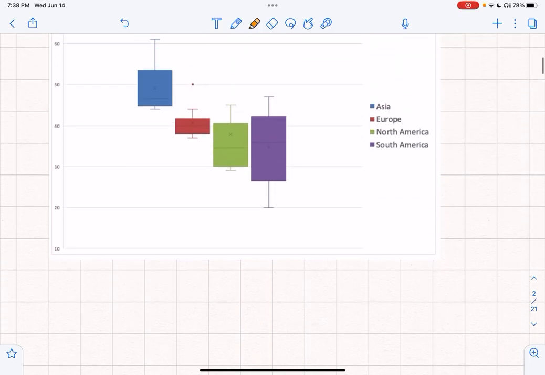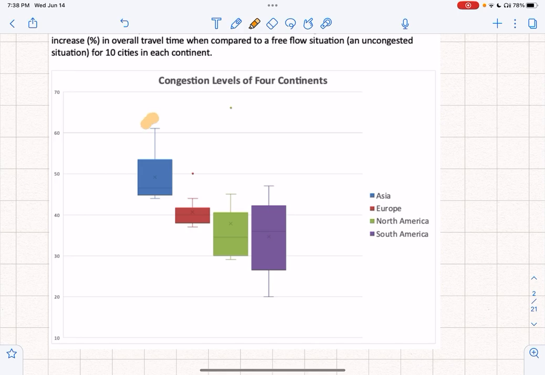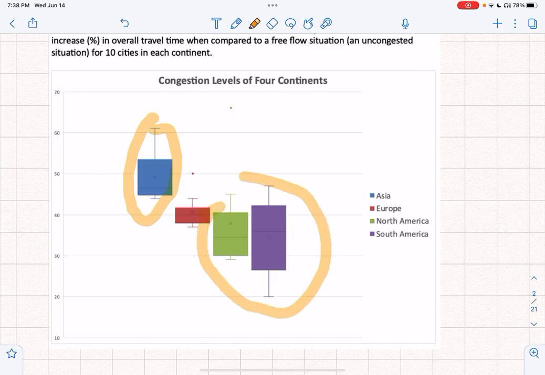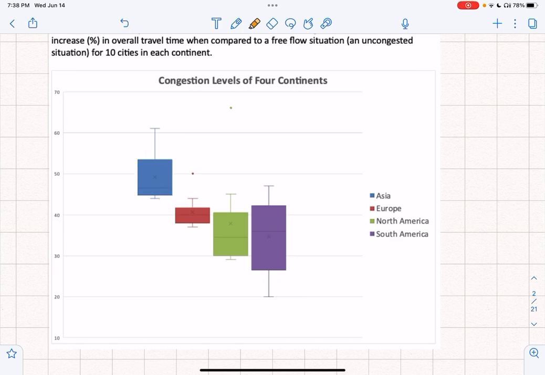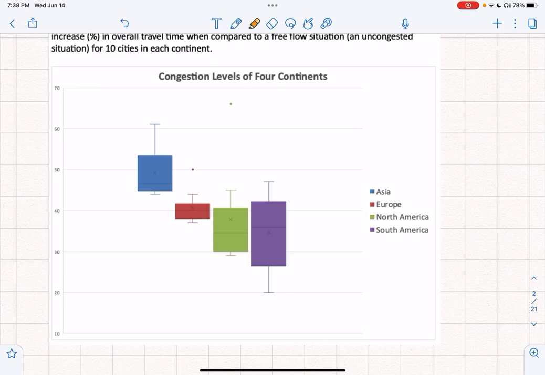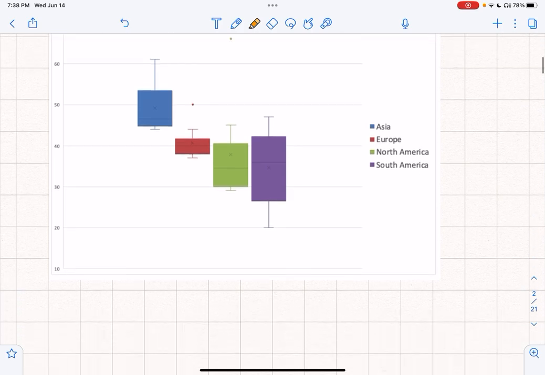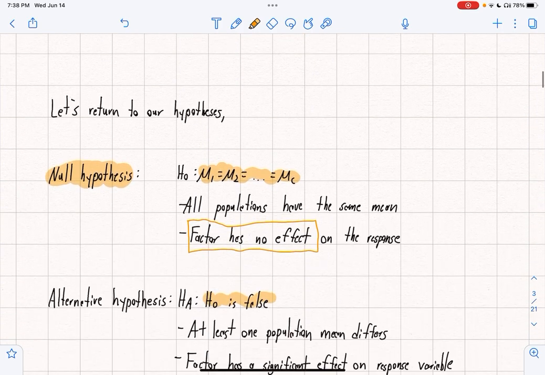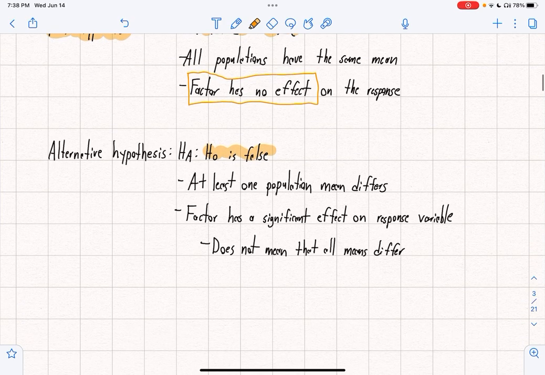If we take a look at this, right now it looks like Asia's the greatest, and it looks different from the rest of the 3. It doesn't really look like these 3 differ from one another, but we'll have to check that formally. So right now it looks like Asia is probably different from the other 3, and the other 3 don't really differ from one another. If we were to reject the null hypothesis, we just need to see which means are actually different from one another.